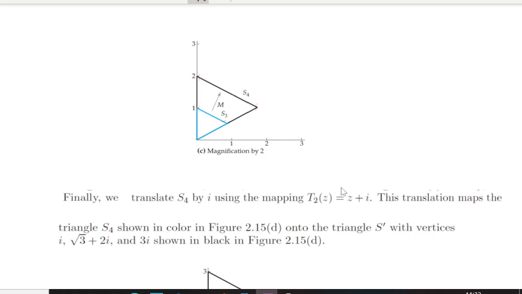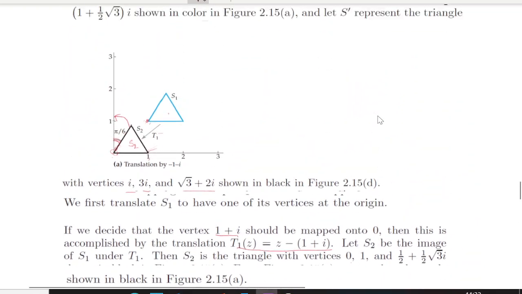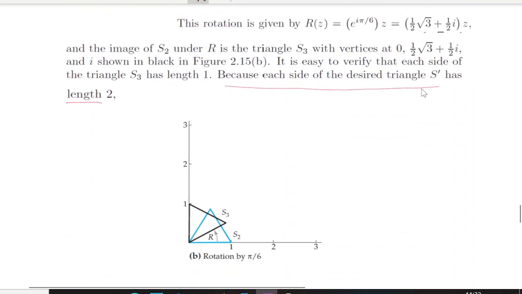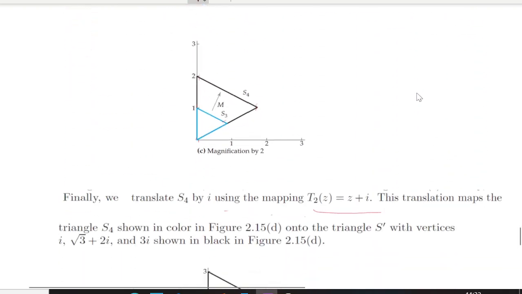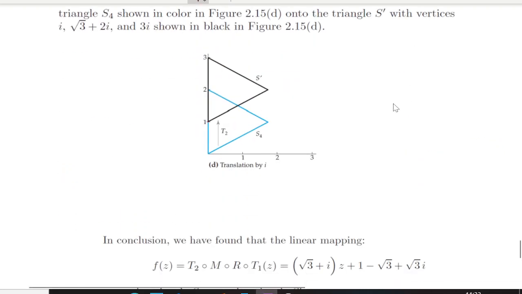Finally, we translate S4 by i using the mapping T2 of z equal to z plus i, because one of our vertices is i, not 0. In our required triangle, one vertex is i and this is 3i. That means these two vertices should lie on the imaginary axis. That's why we have translated that vertex on the imaginary axis. So when you are translating, this should be your i, this is your 3i, and this is the other vertex.